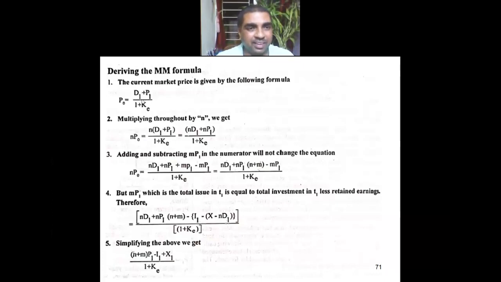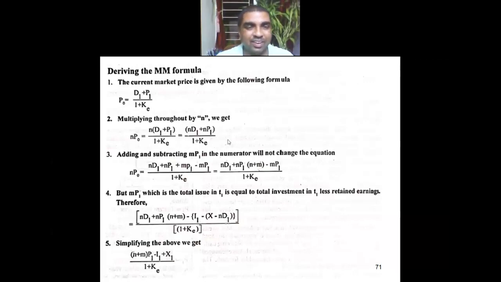So you agreed that P0 is equal to D1 plus P1 divided by 1 plus K. In the next derivation step, we are multiplying throughout by n. N means number of shares. Let us say for one share this is the formula; so for 10 shares, we have to multiply. So on both sides, in all the factors, I am multiplying by n: n with D1, n with P1, and the formula looks like this.